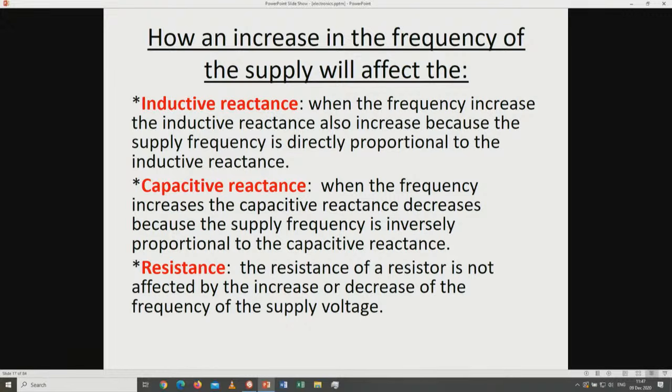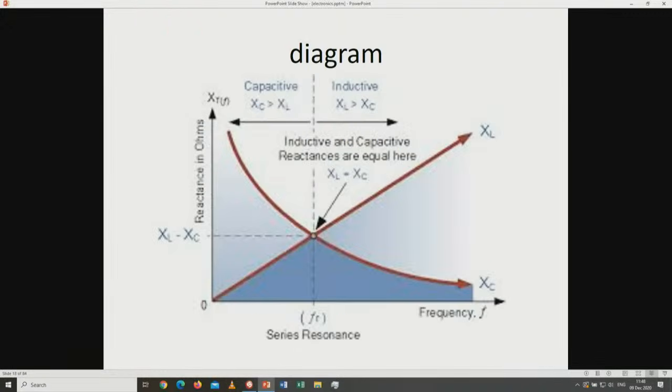Then let us go back to the resistance. Normally, the supply frequency does not have any effect on the resistance, meaning when the frequency increases or decreases, it will have no change on our resistance. So normally there's a straight line that is parallel to the frequency axis, which shows that our resistor is not affected, meaning no change of frequency will affect our resistance.